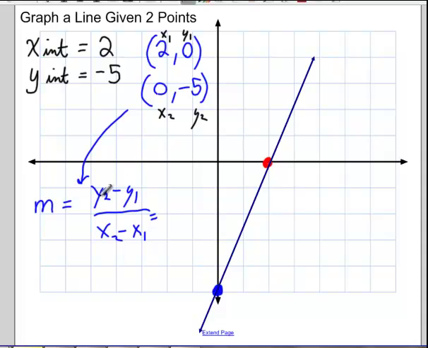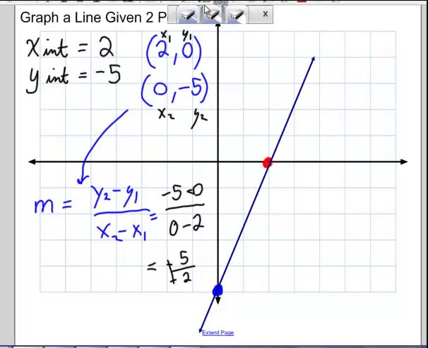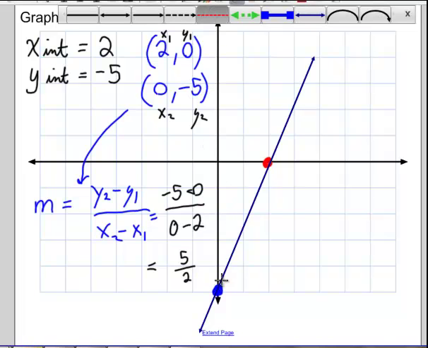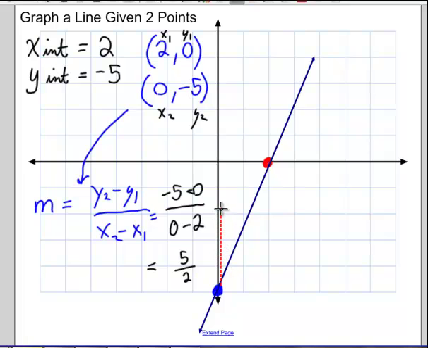So by plugging that in, y2 minus y1, that's negative 5 minus 0 over x2 minus x1, 0 minus 2. And we get the slope here is negative 5 over negative 2. Those are positive. We get 5/2. So that means that I should rise 5, 1, 2, 3, 4, 5, and run 2, and that's exactly what I have here.